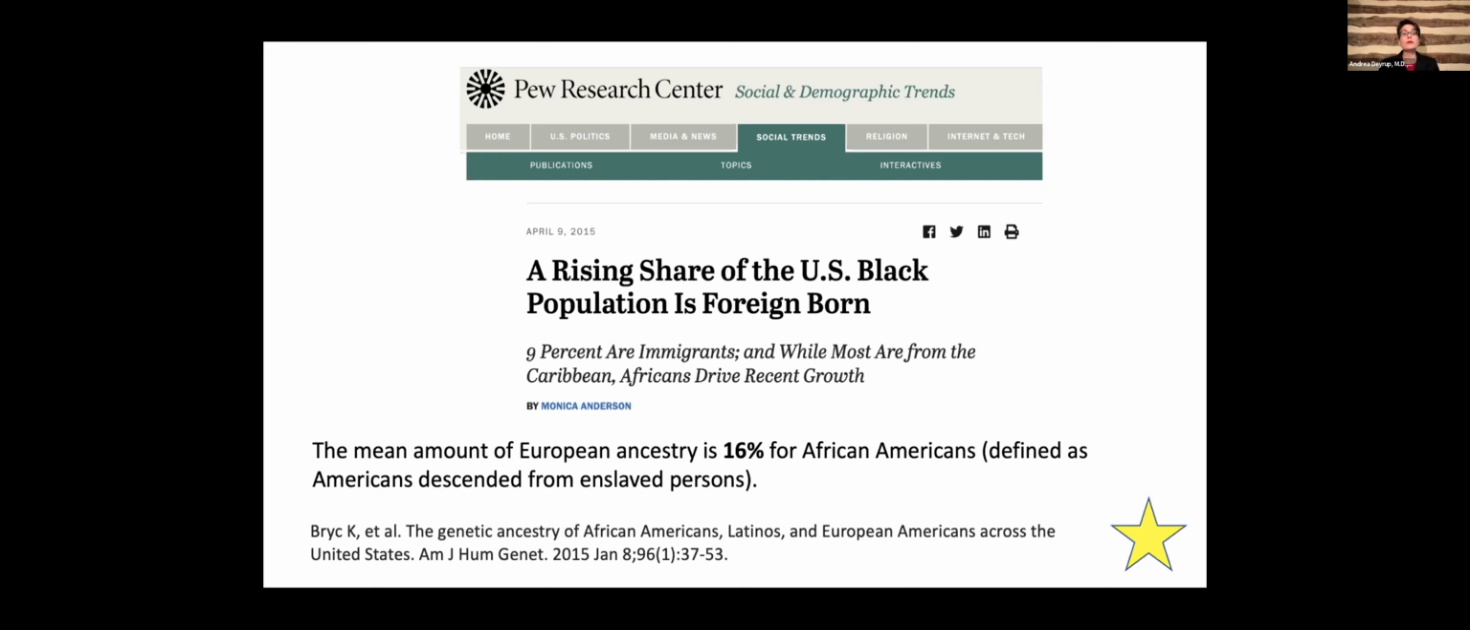So even if someone has dark skin and appears to you to be of African descent, they can have a significant contribution of European ancestry, which here we say the average, or the mean, is about 16%. It can be as high as 50%, as Dr. Graves will discuss.